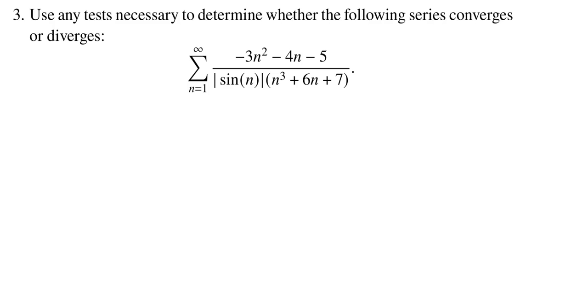And finally, we have the series of negative 3 to the n over 4 to the n plus 1. So this one looks a little more complicated, and the question itself indicates we have to work a little harder. Notice that it says use any tests, right? Plural. Any tests necessary to determine whether the following series converges or diverges.